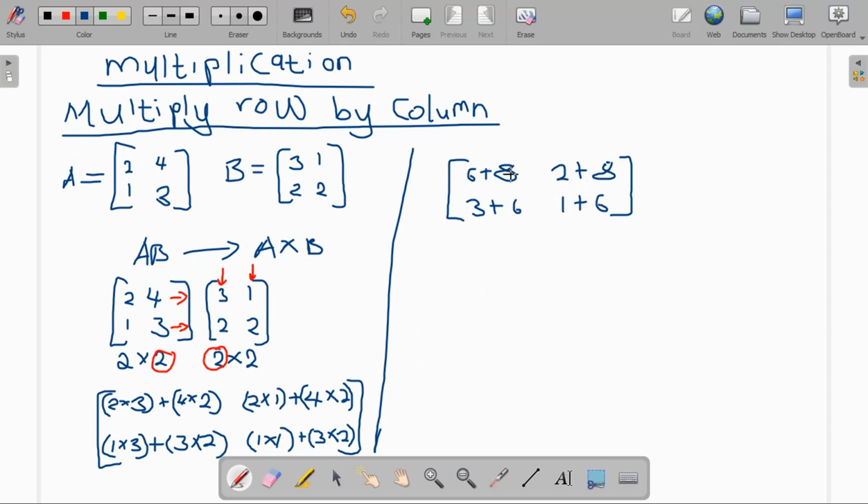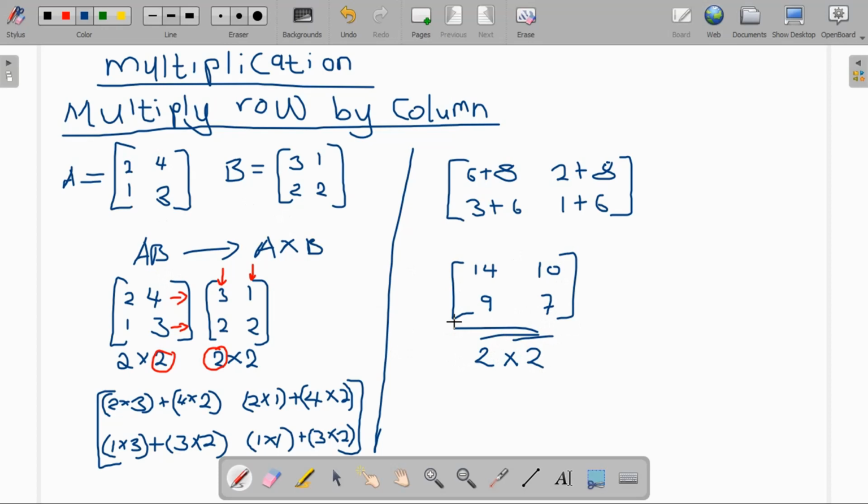And then from there, 6 plus 8, it's 14, sorry. So it's 14, 2 plus 8, it's 10, and then 3 plus 6, it is 9, 1 plus 6, it's 7. So this is the matrix that we have. When you look at this matrix, it's a 2 by 2 matrix. So that's what we do on that one.